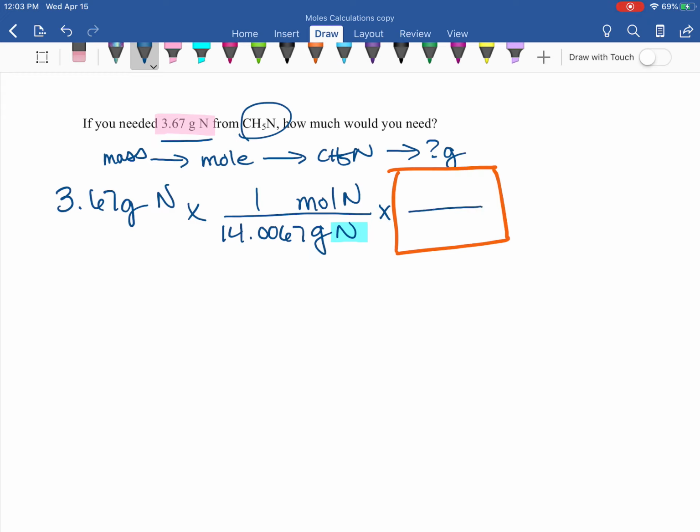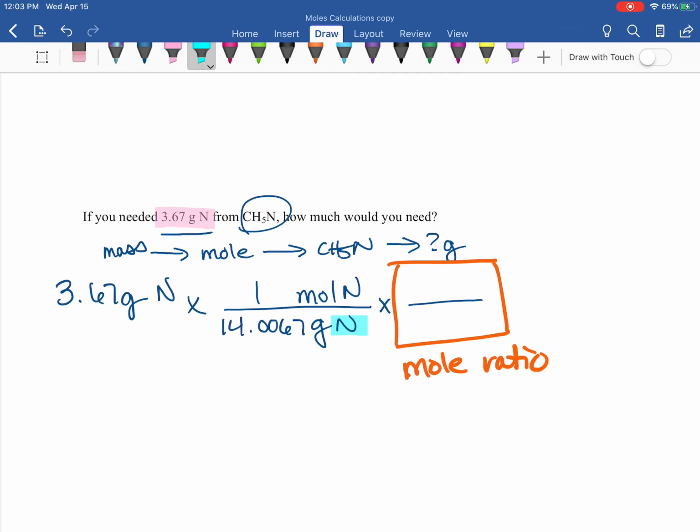Okay, now here's my favorite part. We're going to see this in so many problems. After this, this is our mole ratio. How do we relate our moles between just nitrogen and our methylamine? Well, we need to get rid of nitrogen, and what we want is the full molecule. All right, what was our mole ratio? For every mole of methylamine, how many moles of nitrogen did you have? 5.